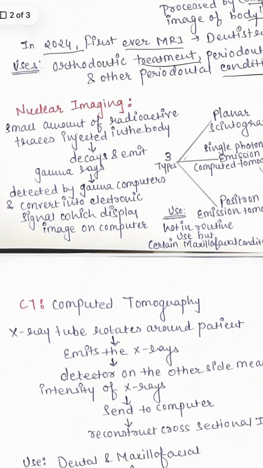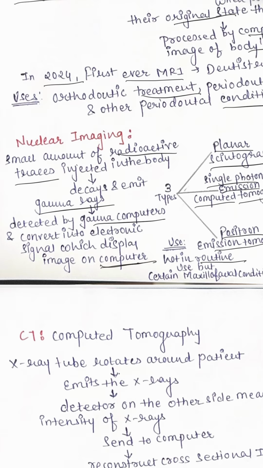Then nuclear imaging: a small amount of radioactive tracer is injected into the body, it decays and emits gamma rays, which are detected by gamma cameras and converted into electronic signals, which display the image on the computer. It is not used routinely but is used in certain maxillofacial conditions.